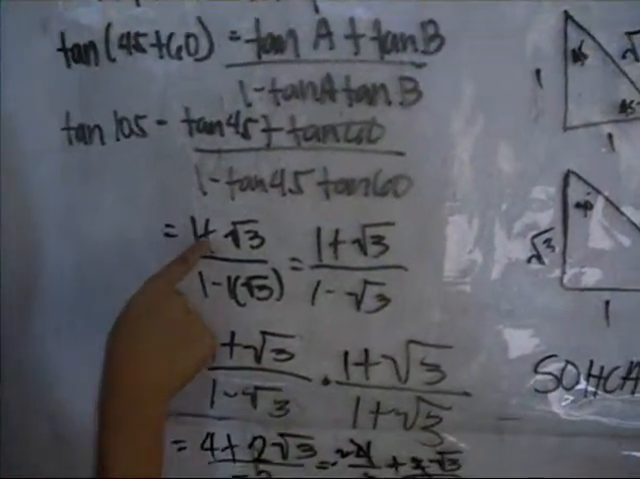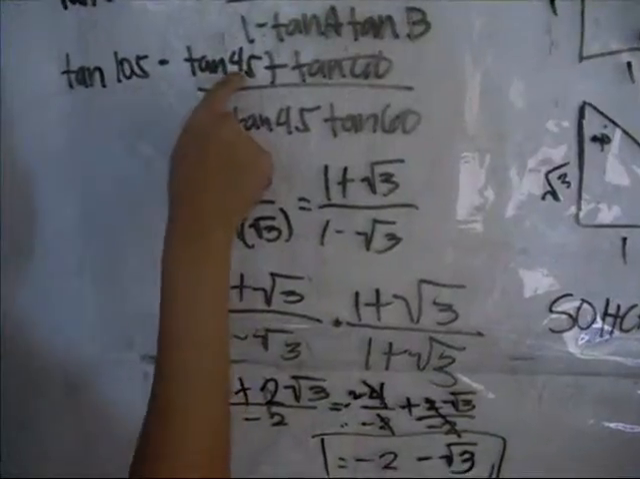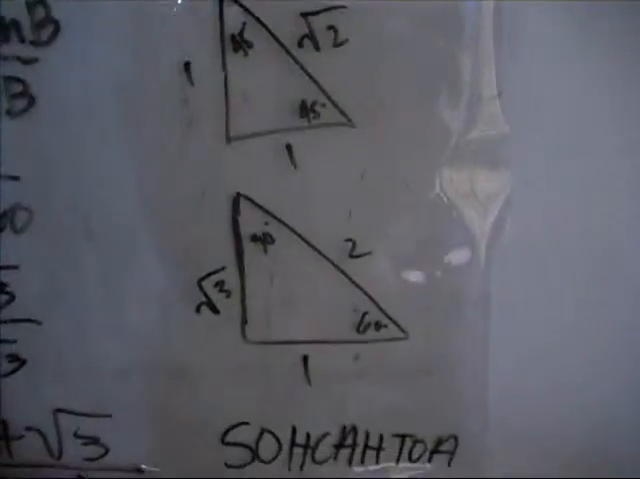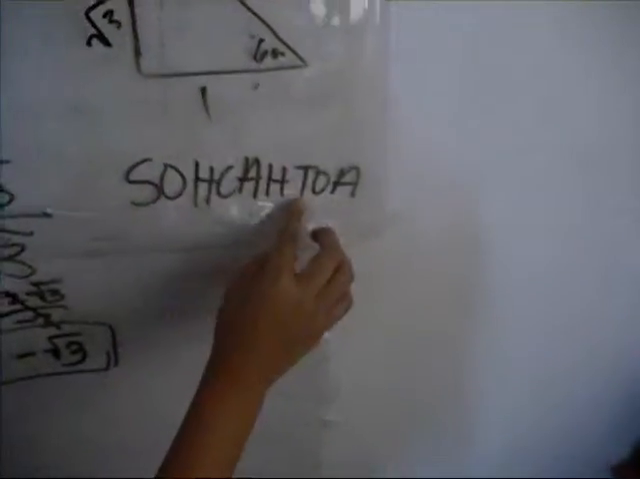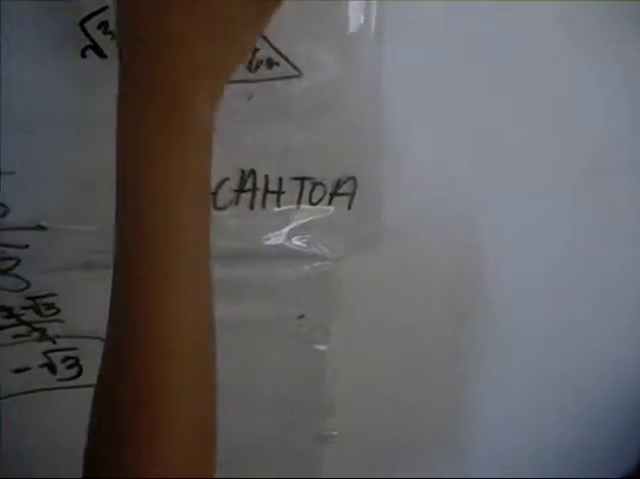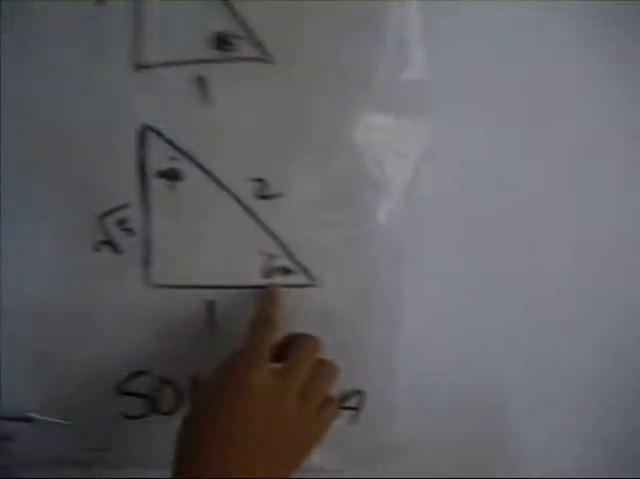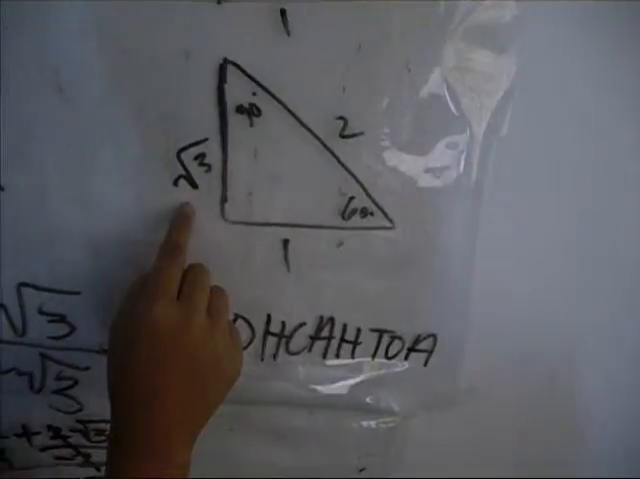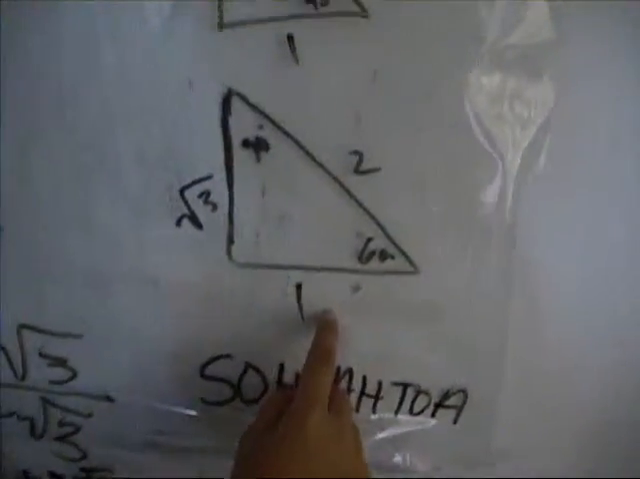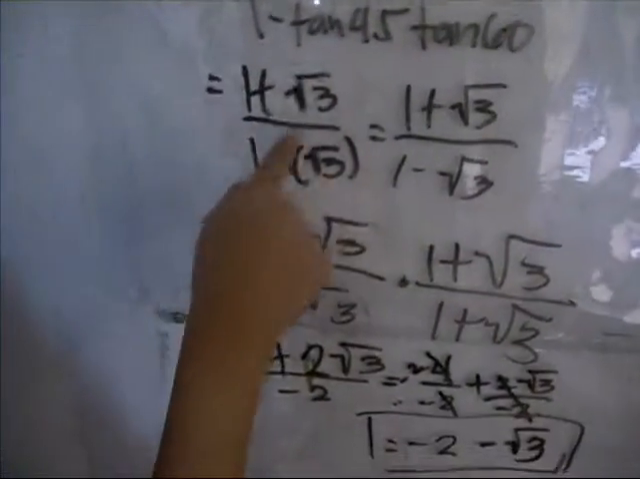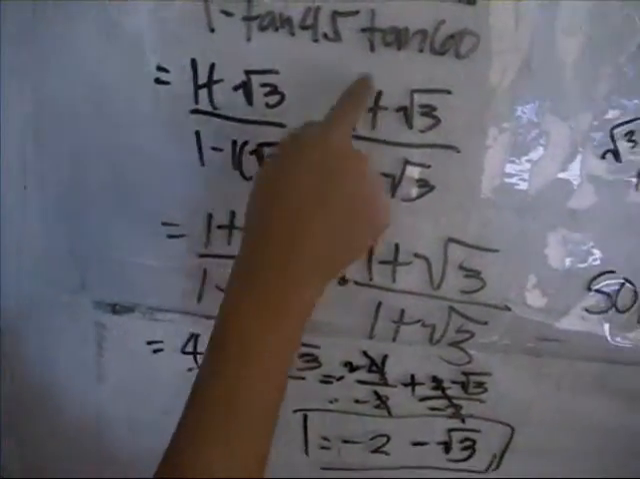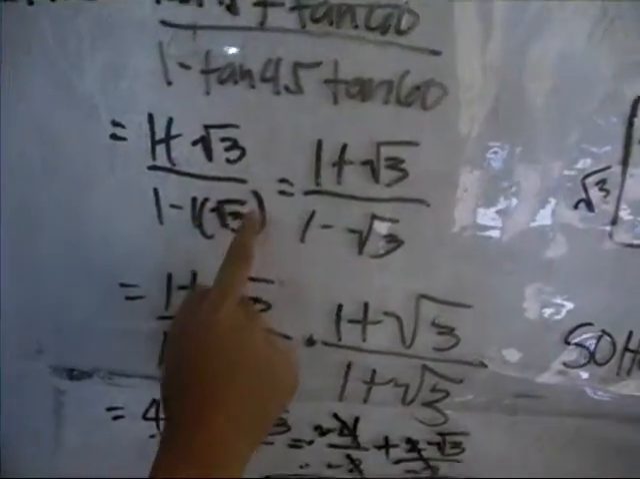And how did I get this, the square root of 3? What is the tangent 45? Even without using a calculator, you can easily solve the value of tangent 45 by using SOHCAHTOA, where tangent equals opposite over adjacent, and the opposite is 1 and the adjacent is 1. So tangent 45 is 1, and then tangent 60 has opposite square root of 3 over adjacent 1, which equals positive square root of 3. And then just copy 1 minus tangent 45, which is 1, times tangent 60, which is square root of 3.